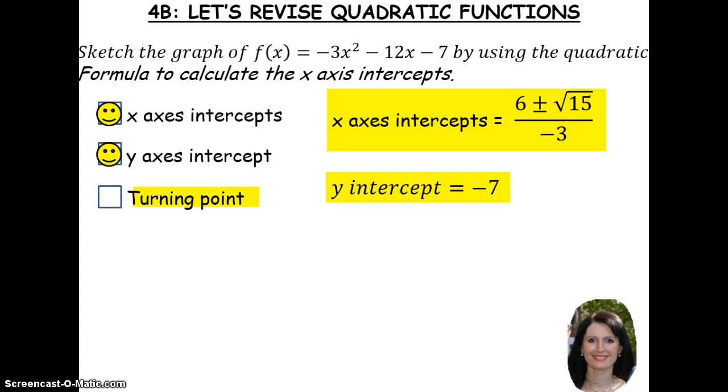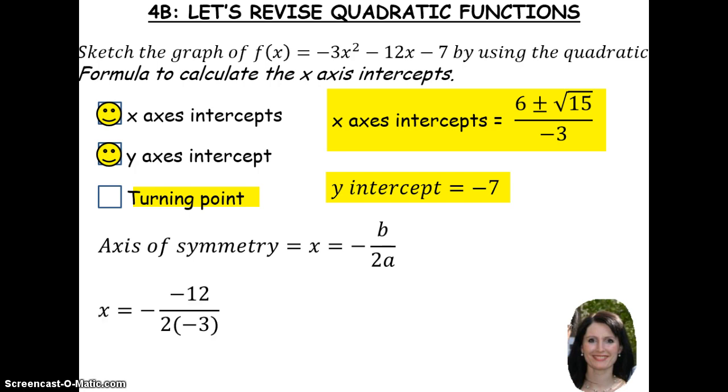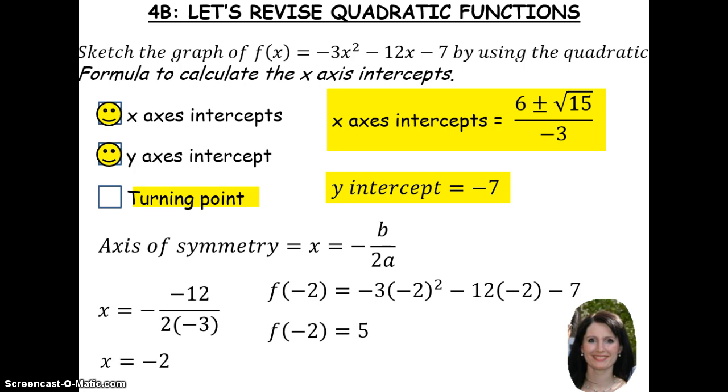We have a formula for finding out the turning point, and that is that the axis of symmetry for the x value is negative b over 2a. So, negative negative 12 over 2 times negative 3. And don't forget that negative sign in front as well. So we end up with x being negative 2. Now, when we substitute negative 2 for x, we end up with 5.